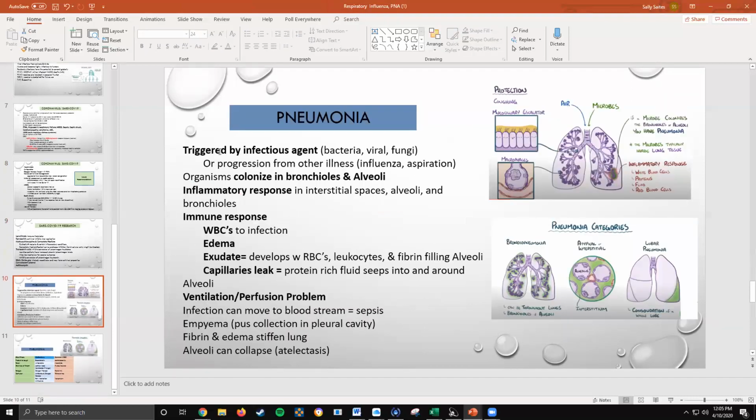So now let's take a look at pneumonia. So let's just go straight back to regular seasonal influenza, okay? When we're talking about this, because COVID is this kind of a special entity. So pneumonia is triggered by an infectious agent, bacterial, viral, or fungal. And many times it is a progression of the flu itself, or from aspiration. We get aspiration pneumonia. And typically, if we have aspiration, our cough reflexes, we cough it up and everything is okay.